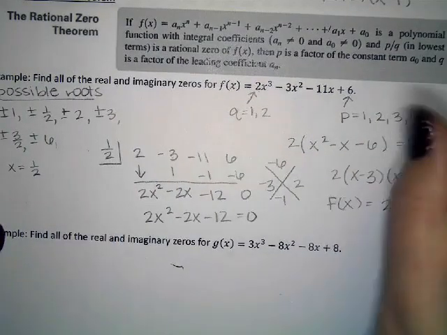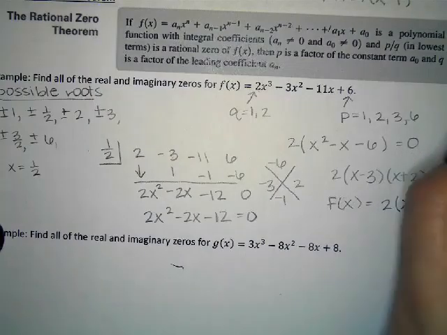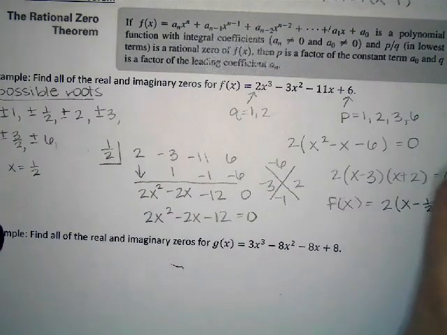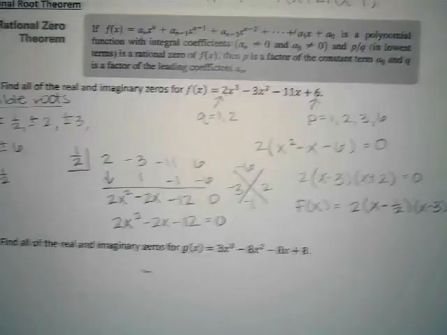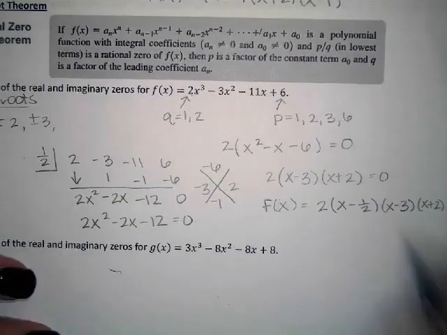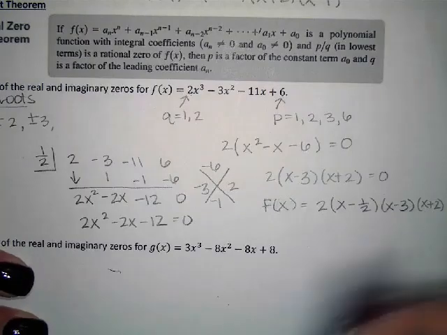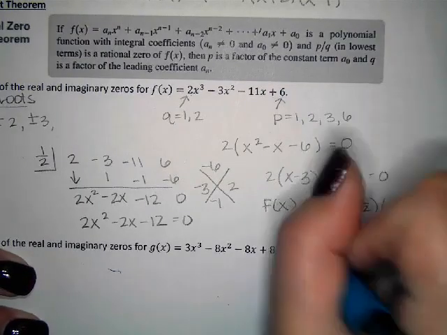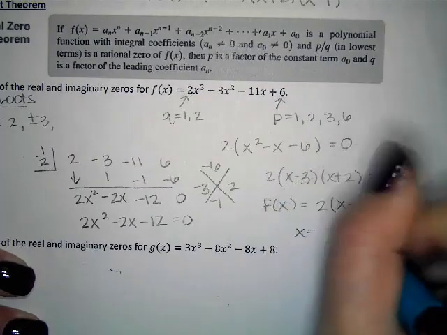They didn't. They said they wanted the roots. So the roots are 1/2, +3, -2. And I was able to find that because I looked at the possible roots first.